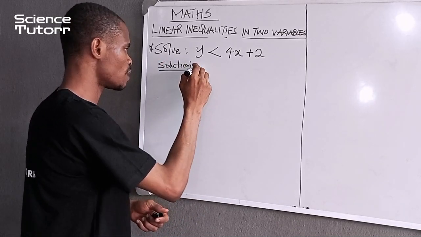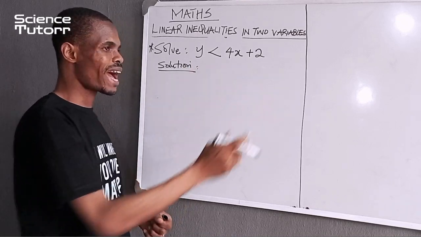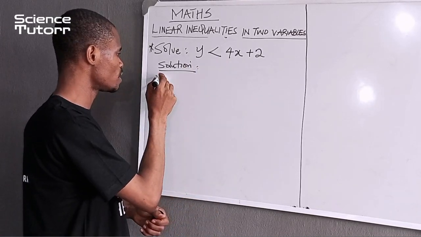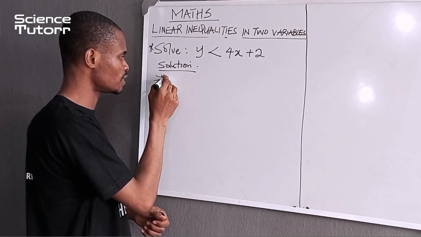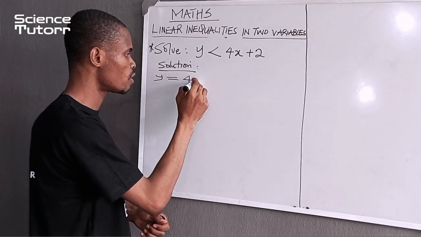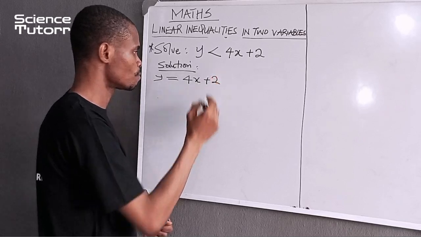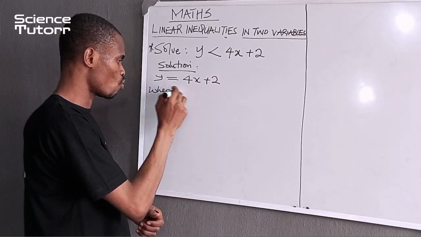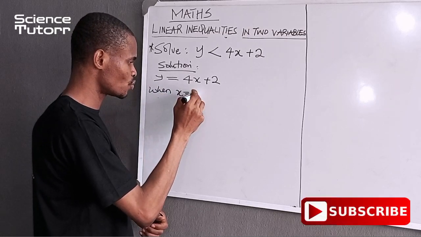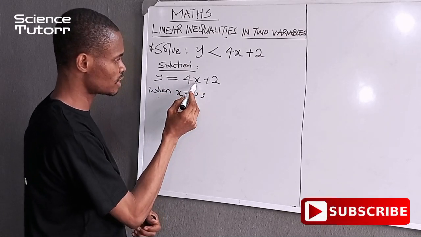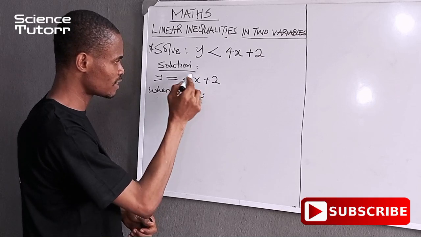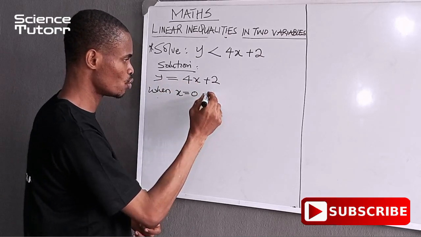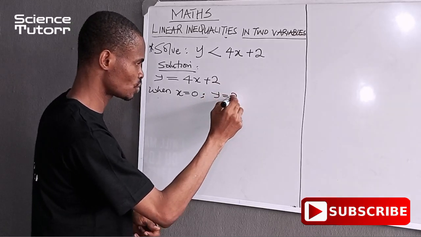In solving two variable linear inequalities, we assume equality. Equality in the sense that we assume that we are working with an equation. That is, y is equal to 4x plus 2. So we start by saying when x equals 0, it means automatically this term is 0, so y is equal to 2. So y gives us 2.